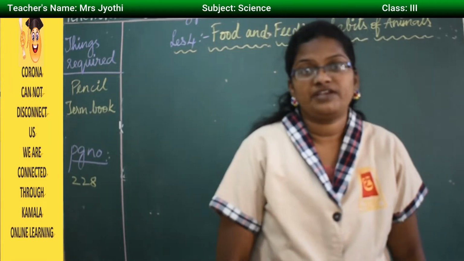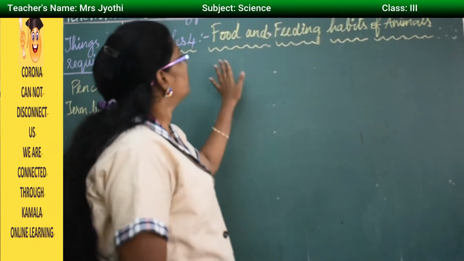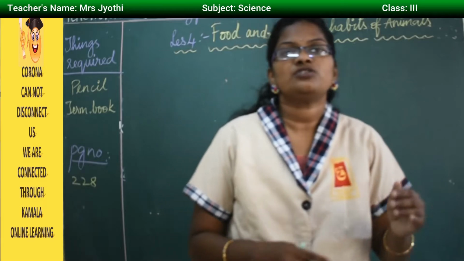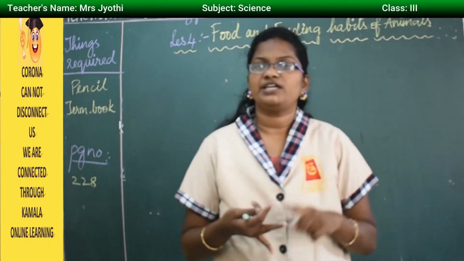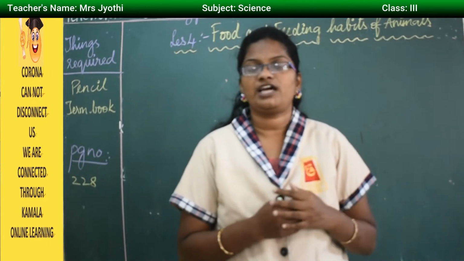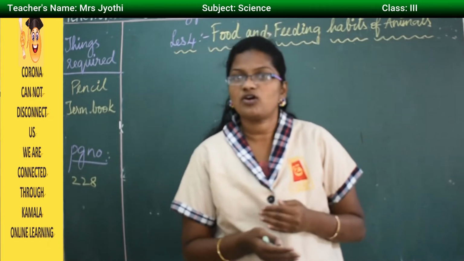So 3 lessons we have completed. Now we are in lesson 4. So what is lesson 4? Food and feeding habits of animals. So what are the different food habits of animals? Do they eat plants? Do they eat animals? So what do they eat? This is about the food of the animals, and based on the food habits, what are they called?